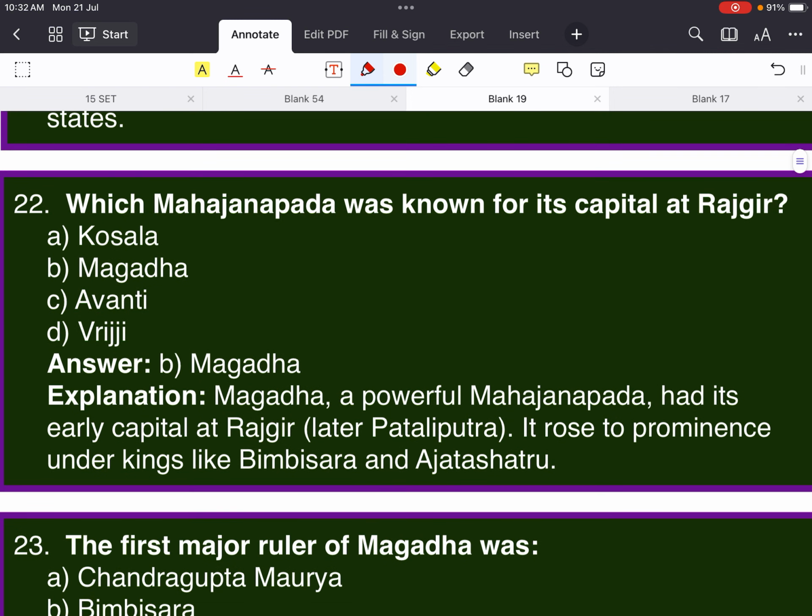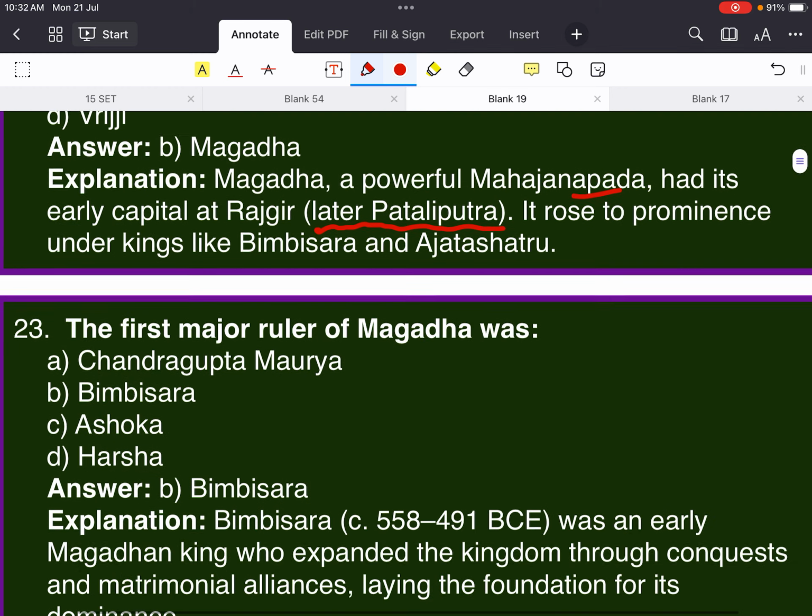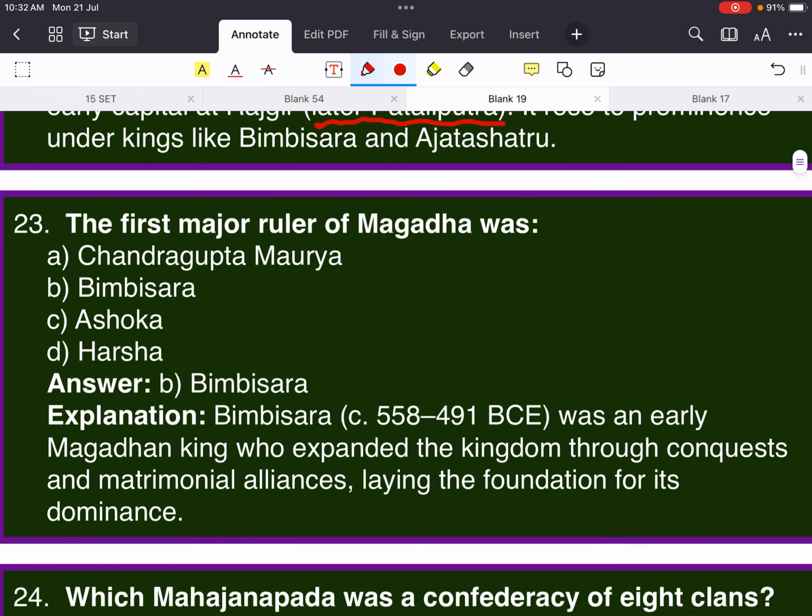Then question number 22. Which Mahajanapada was known for its capital Rajgir? That is Magadha. Option B. Magadha, a powerful Mahajanapada, had its early capital at Rajgir, later Pataliputra. It rose to prominence under the kings Bimbisara and Ajatashatru. The first major ruler of Magadha was Bimbisara. Option B.